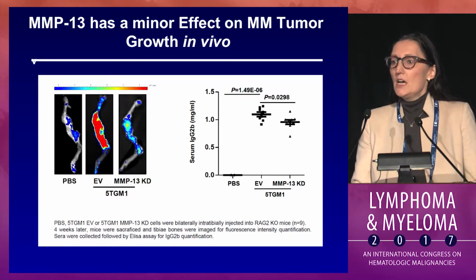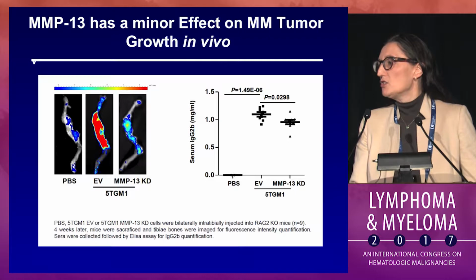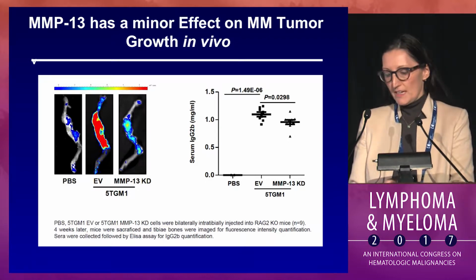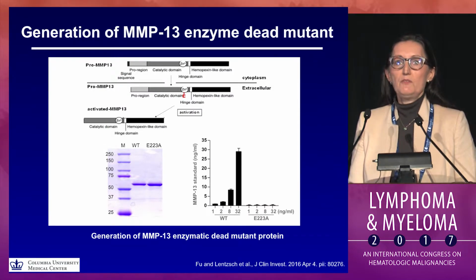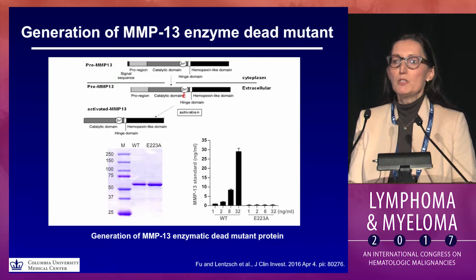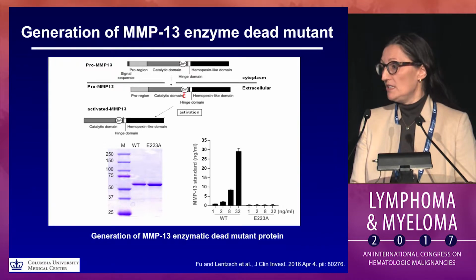So also in accordance with our in vitro findings, we think that MMP13 has a stronger effect on the bone, but a less strong effect on the multiple myeloma growth itself. MMP13 is an enzyme, and we were very excited with our findings. We thought this is fantastic. We have multiple MMP13 inhibitors on the market and in clinical trials for rheumatoid arthritis. What about we use MMP13 inhibitors and we treat multiple myeloma bone disease?